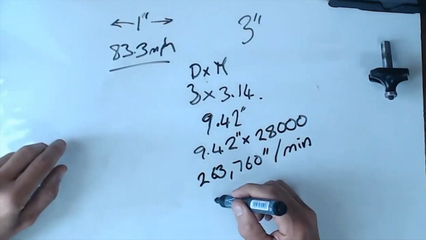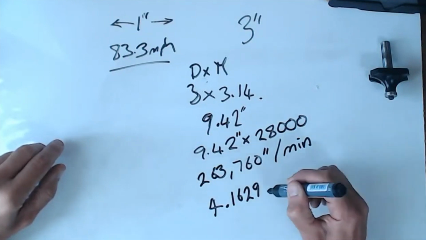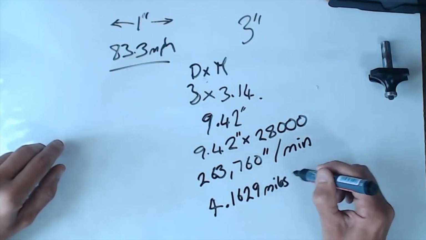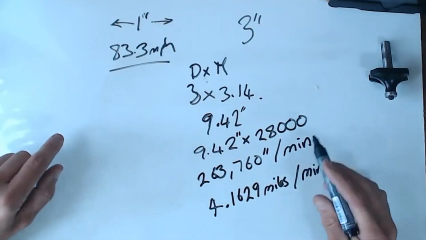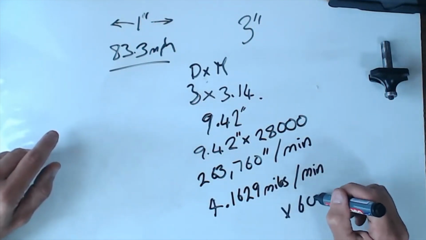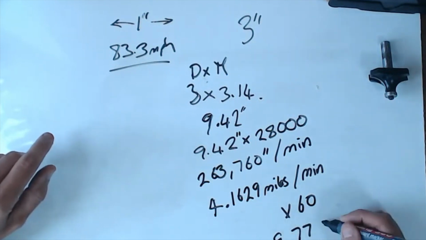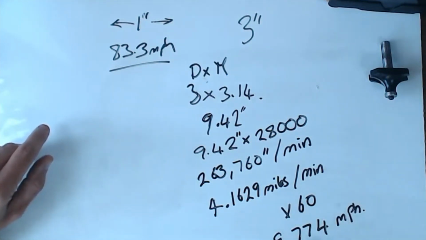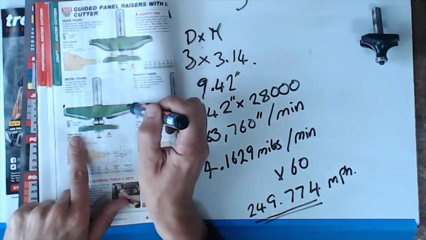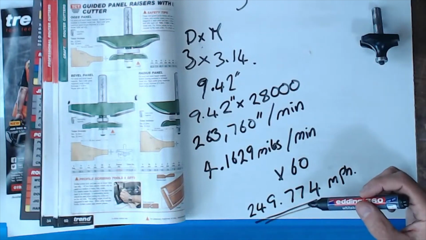263,760 inches is the equivalent of 4.1629 miles. That's per minute still, you see. But to get it in per hour, we multiply that by 60, which gives us 249.774 miles per hour. Points here are travelling in excess of 250 miles an hour.